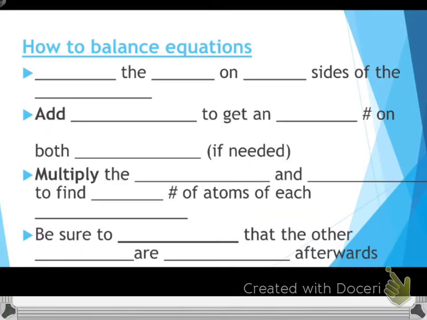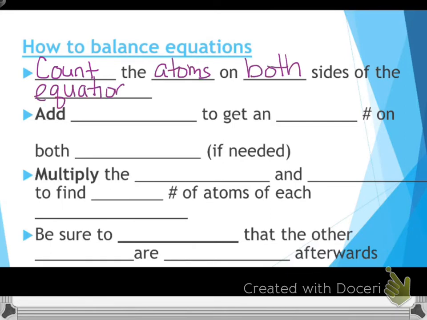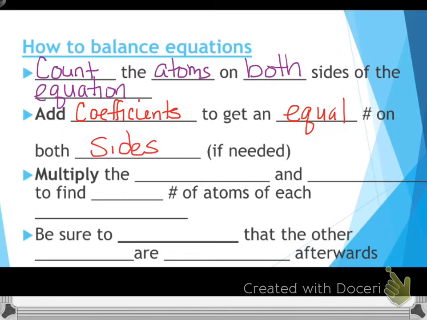Alright, so how to balance equations. These are our steps. Then I'll show you an example of a balanced equation, and in class, we will go over balancing them together. You're going to count the atoms on both sides of the equation. You're going to add coefficients to get an equal number on both sides if needed. Sometimes you have the reactants numbers, but you don't have the correct numbers for the products, and so you have to add the coefficients there to get them.